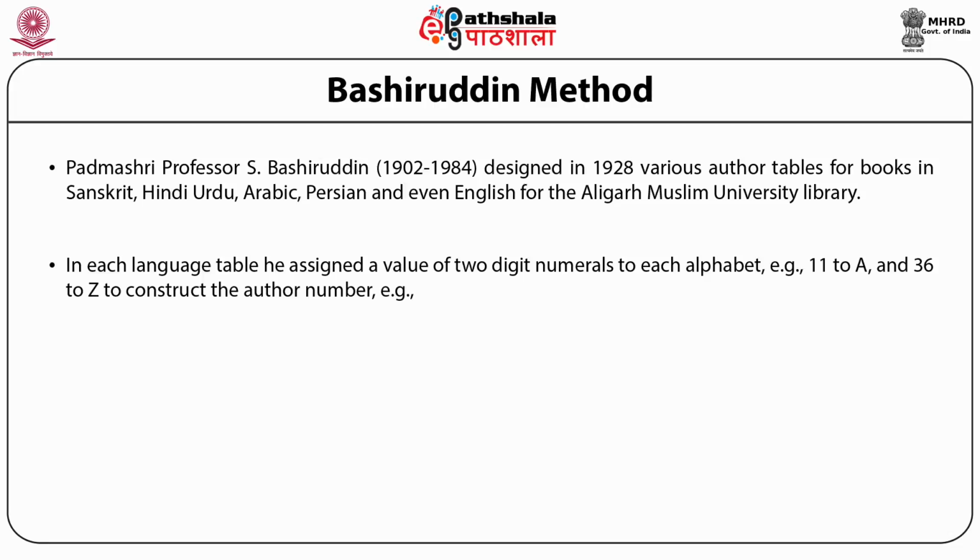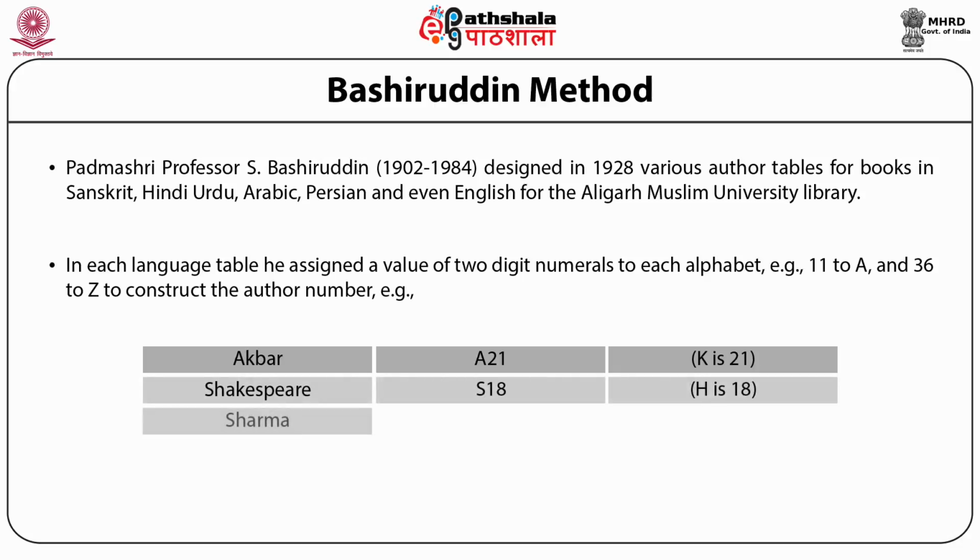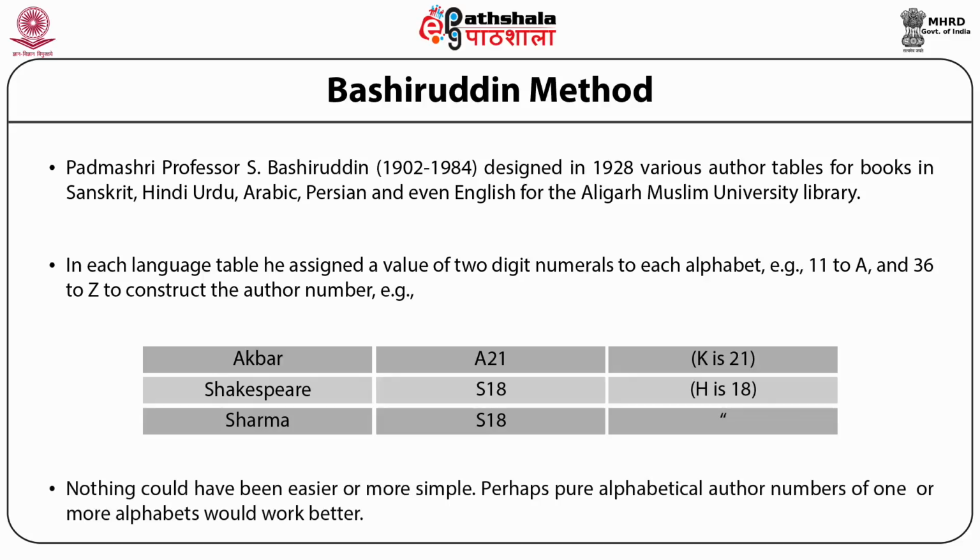To construct the author number, for example, Akbar got the number A21, where A stands for Akbar and 21 stand for rest of the figures. Shakespeare is S18 and Sharma is S18. Nothing could be more easier or more simpler. Perhaps pure alphabetical author number of one or more alphabets would have worked better.